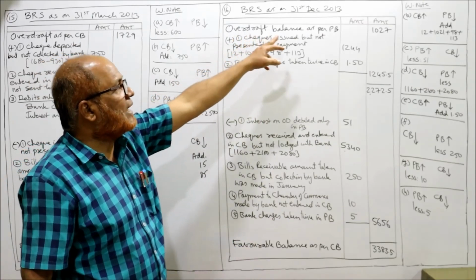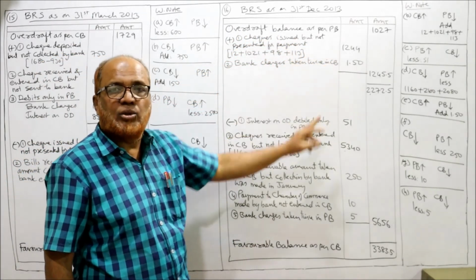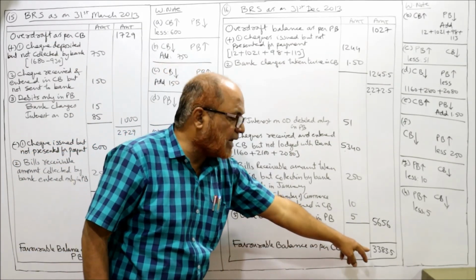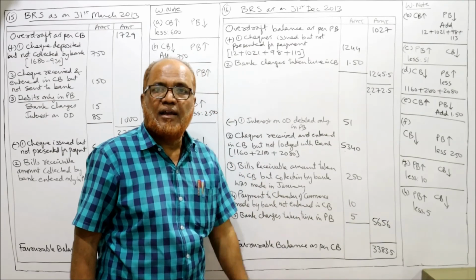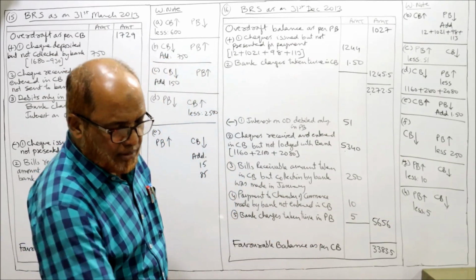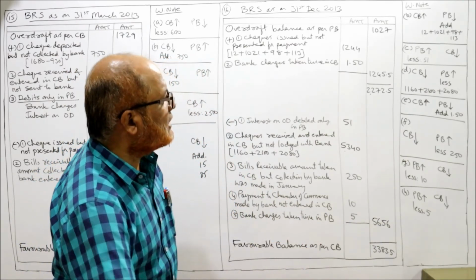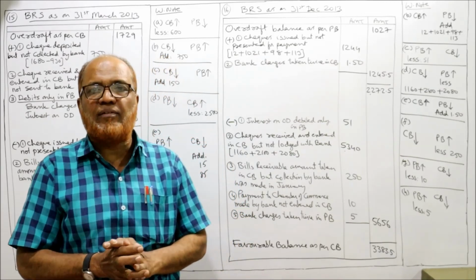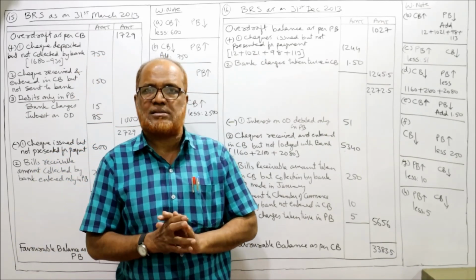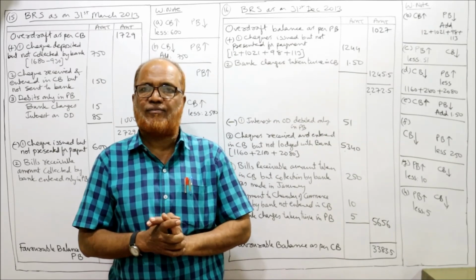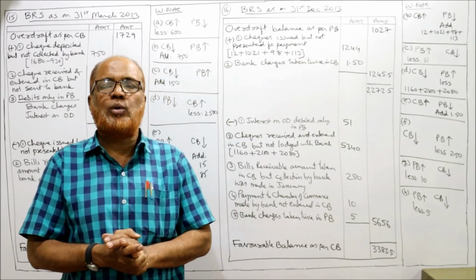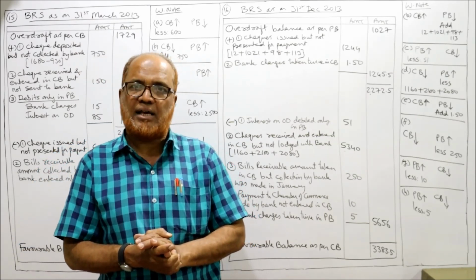So overdraft balance as per passbook, we will ultimately get favorable balance as per cash book, because we are getting a negative value. Already I told you. So these are the 16 problems we have done. Still 4 more problems are there that I am giving for your practice. You have to do it yourself. If you have good command on these 16 problems, you can solve any problem on BRS.